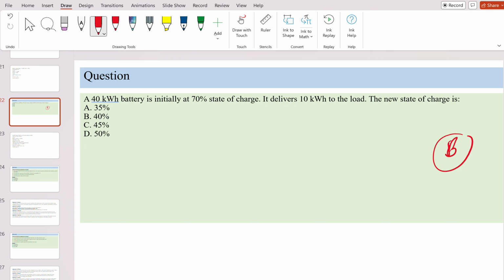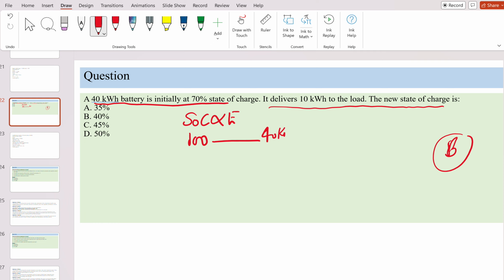Listen, see here. The question is telling that a 40 kilowatt hour battery is initially at 70% of the SOC. It delivers 10 kilowatt hour of energy to the load. What is the new SOC basically? So what I have told is that energy is proportional to SOC, or you can say in the reverse manner that SOC is proportional to energy. So 100% SOC means 40 kilowatt hour. 70% means 70 multiplied by 0.4. It will come out to be 28 kilowatt hour.